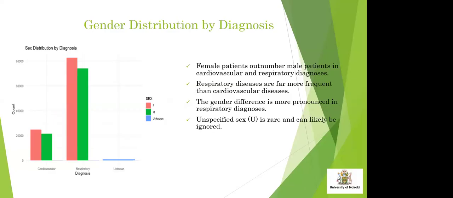Gender-wise, the female patients outnumber males in both cardiovascular and respiratory diagnosis. And respiratory diseases occur far more frequently overall, as depicted from the visualization on your screen. And interestingly, entries marked with unspecified sex are minimal and could be ignored for modeling. As you noticed in the gender, they're quite minimal.